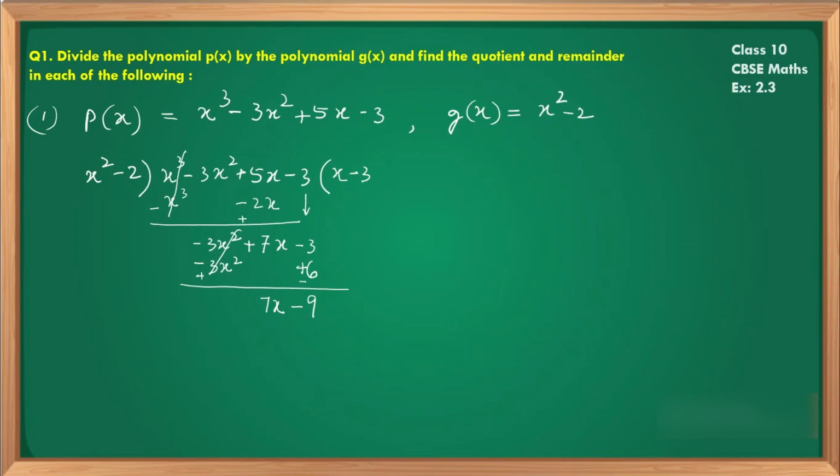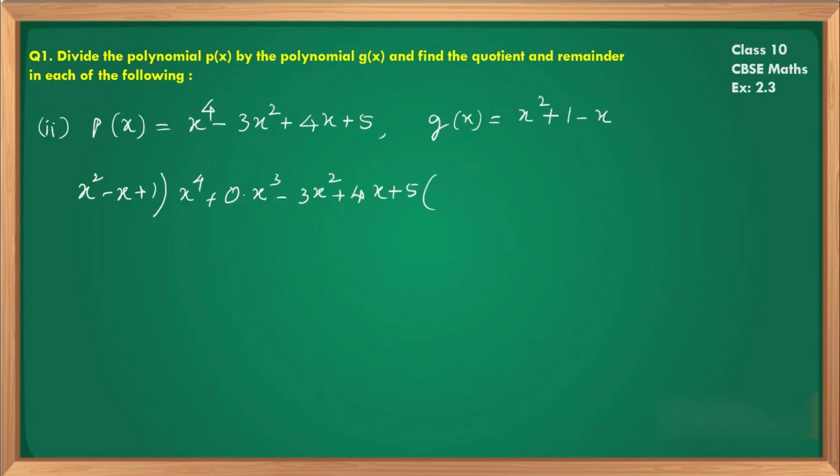The question is find the remainder and quotient. Now we know here quotient is x minus 3. This is the quotient and this is the remainder. Write down that remainder is 7x minus 9. So this is our answer. Now we move on to the second question in the next page.